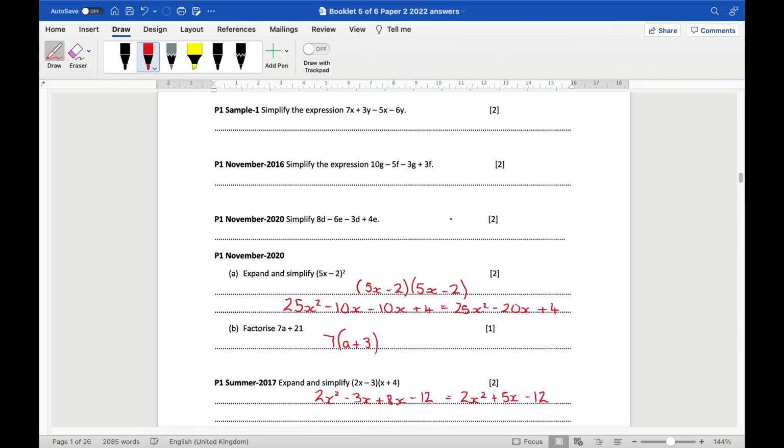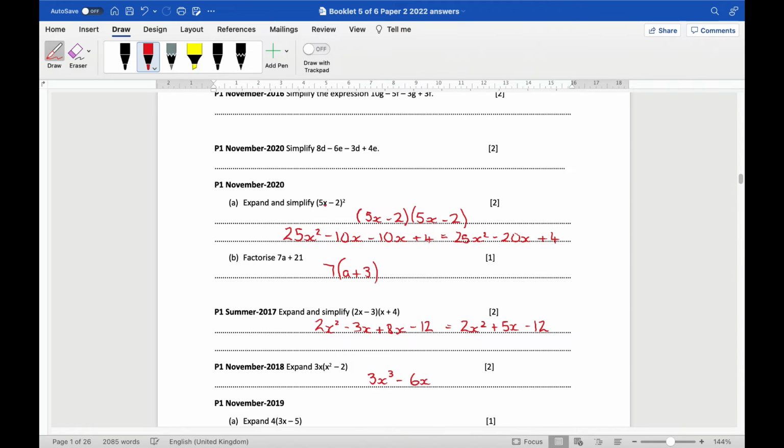You try those. Some expanding double brackets, FOIL or smiley face. So 5x times 5x, 25x squared. Minus 2 times 5x, minus 10x. 5x times minus 2, same thing, minus 10x. And then the minus 2 times the minus 2, minus times a minus, making that plus 4. And what I've done then is I've collected together the two lots of minus 10x to make minus 20x in my final answer. So I've expanded and I've simplified.